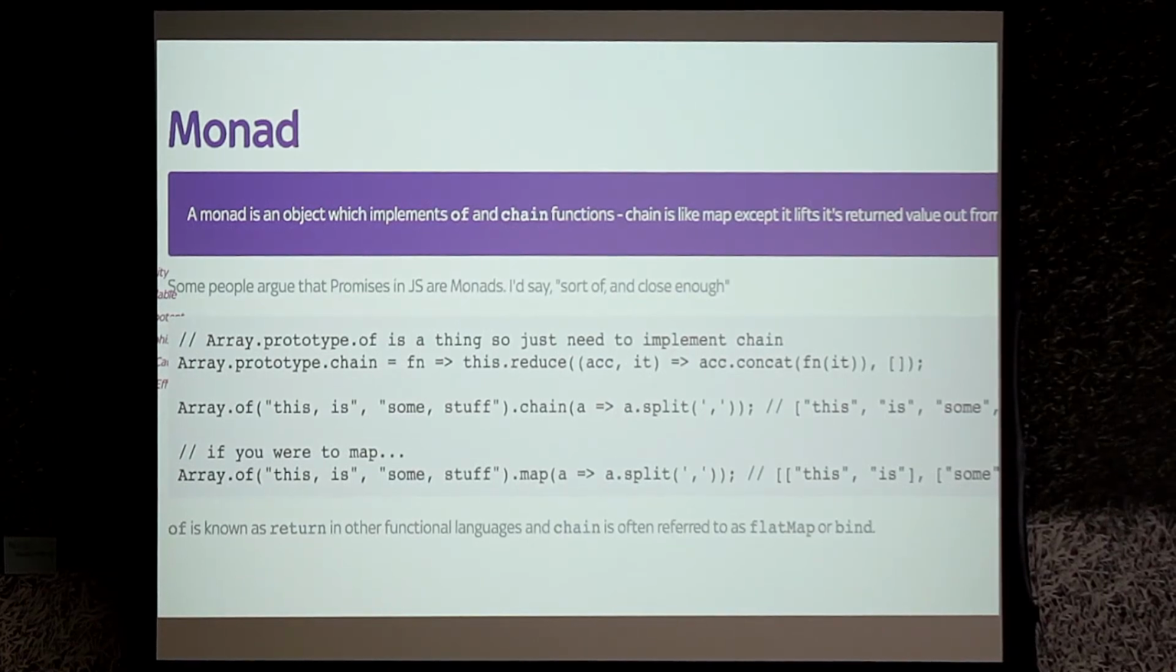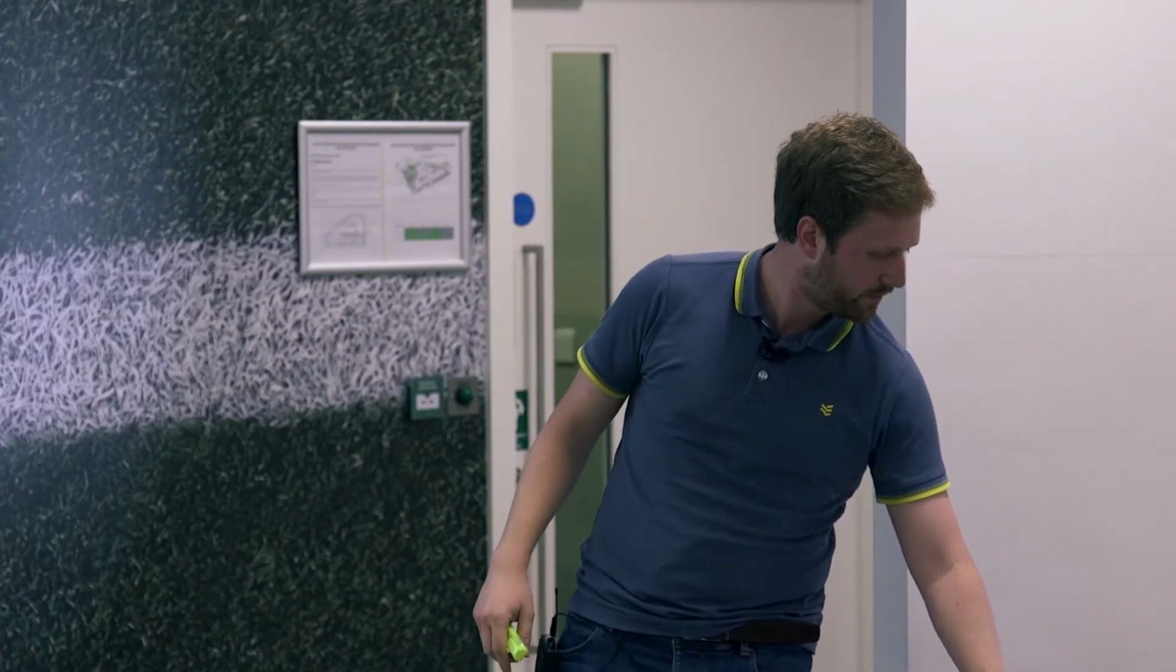So if I've got some arrays that get converted from strings here, you can see there's an array of "this is some stuff", and I map over it, I get an array containing two arrays. If it's a monad and I run chain, I get one array with all the values split out. So it's a way of lifting things out of their boxes as a return type.